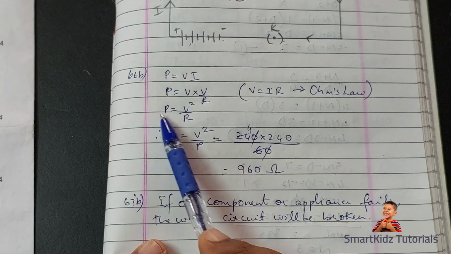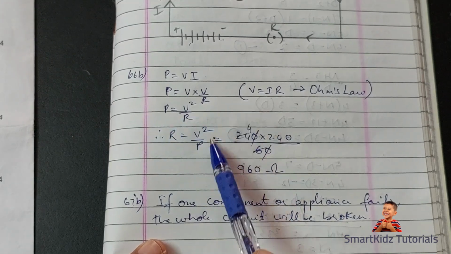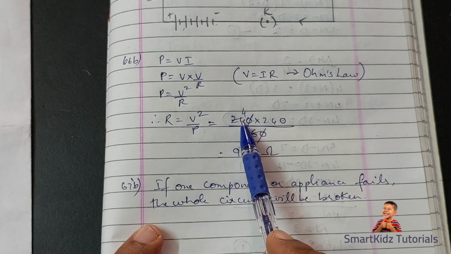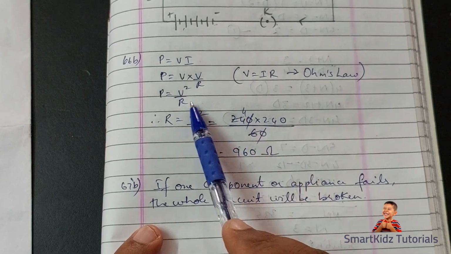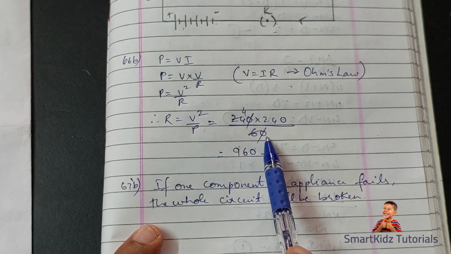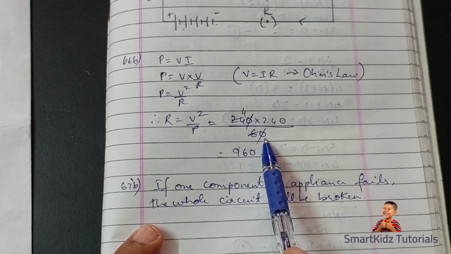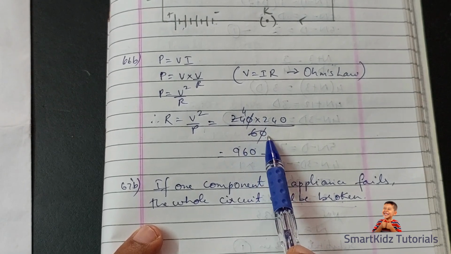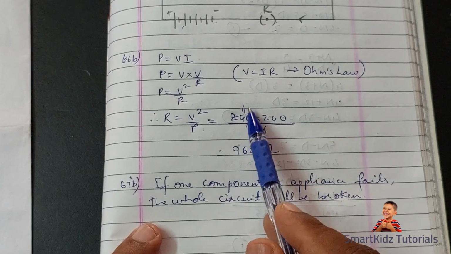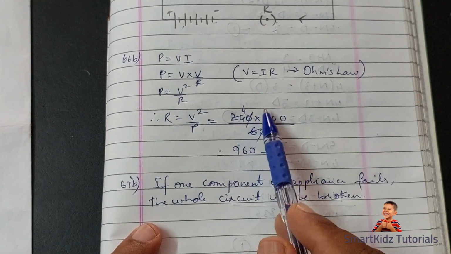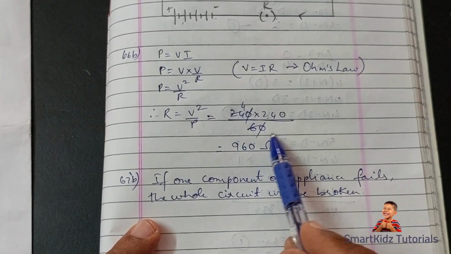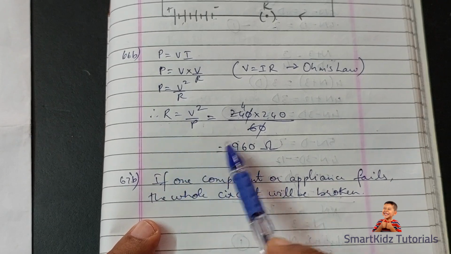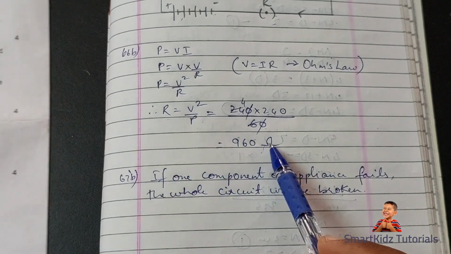We can write this as R is equal to V square upon P. V is 240, so V square is 240 into 240, and power is 60 watts. So 60 into 4 gives us 240, so that cancels out. 240 into 4 gives us 960, and this is in ohms because we are finding resistance. So that is the answer for 1 mark.